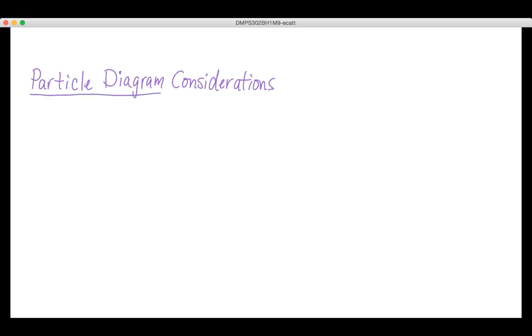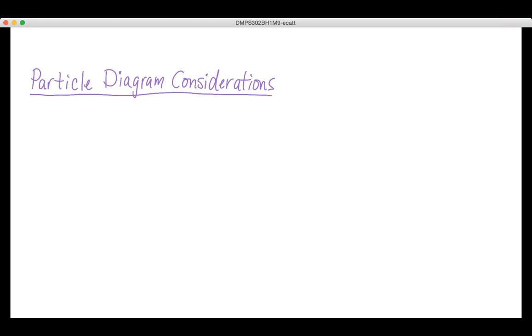I want to take some time to make sure that we are understanding all of the things we need to think about when we are drawing particle diagrams. So we're going to call this particle diagram considerations. We've talked about this stuff at different points, but I think it would be a good idea for us to have all of these things in one place. So that's what we're going to be looking at.